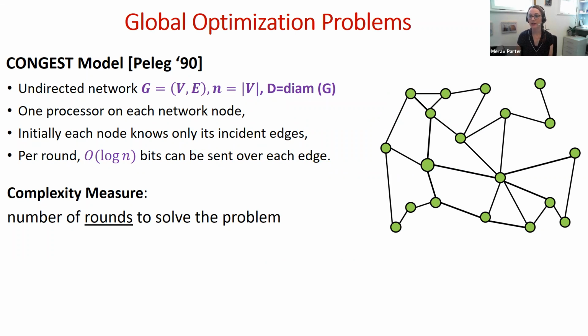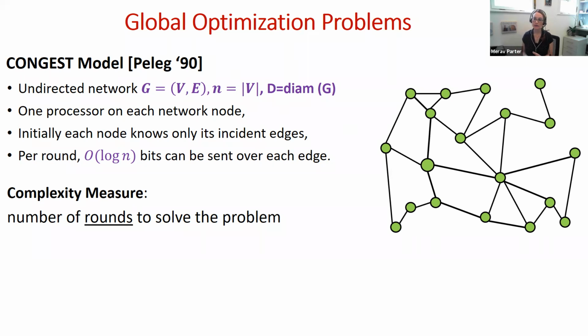In this model, we are given a communication network that we model as a graph with n vertices. Every vertex is occupied by a processor. We denote the diameter of the graph by D. That will be an important parameter in this talk.